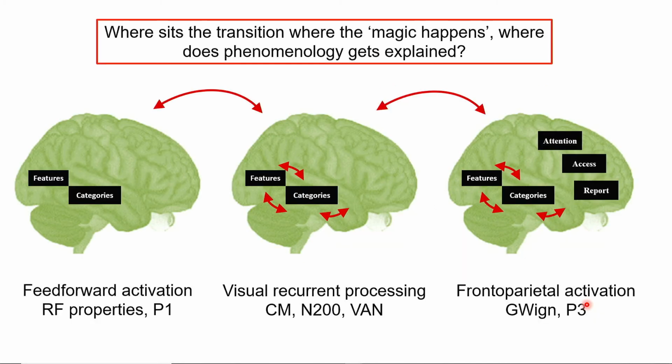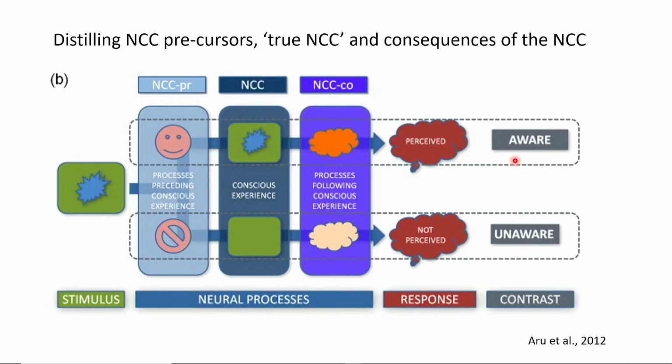So this raises a question: where is this transition? Where does this whole idea, this whole sense of seeing something, where is this magic happening, as I always call it? Is it from feed forward to local recurrent, or is it only from local recurrent to globally recurrent? What's going on there? And of course, this also relates to this whole issue of finding the true neural correlate of consciousness, as these authors have called it.